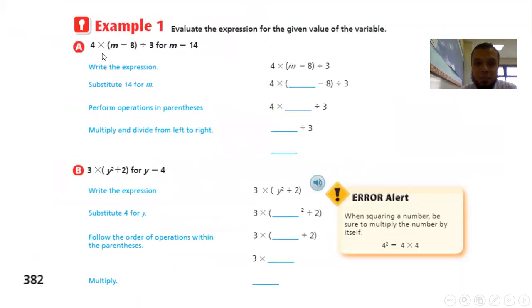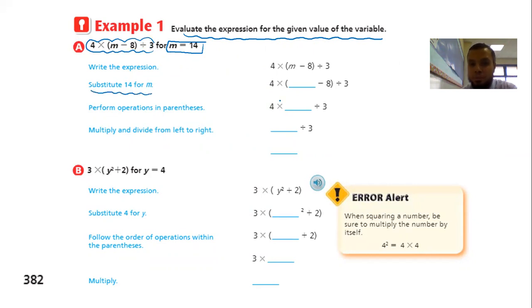Okay, example 1 on page 382. Evaluate the expression for the given value of the variable. 4 multiplied by the difference of m and 8, divided by 3, for m equals 14. So what is the value of the variable m? It's 14. How can I evaluate this expression? I need to substitute 14 for m.